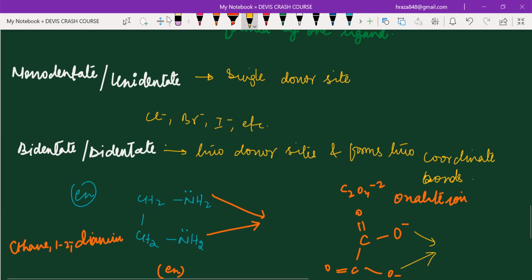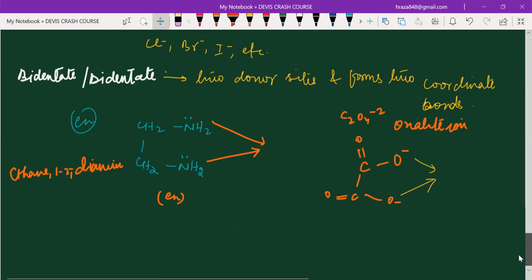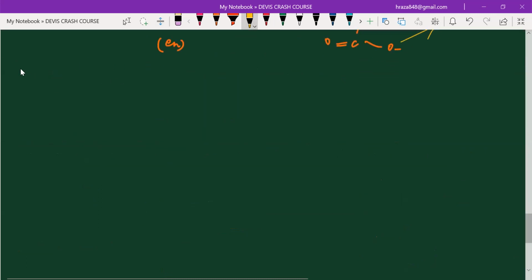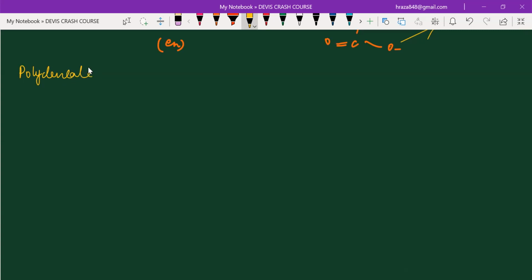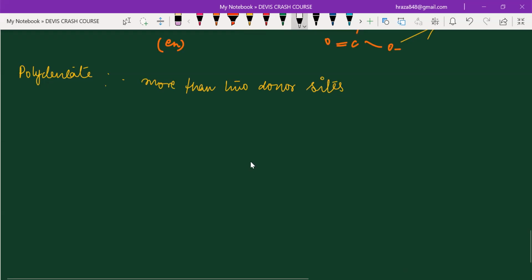Now come to the next, that is polydentate. That means more than two. The donor sites will be more than two, and it's also very important to note that it will form more than two coordinate bonds. So EDTA4 minus, I told you.